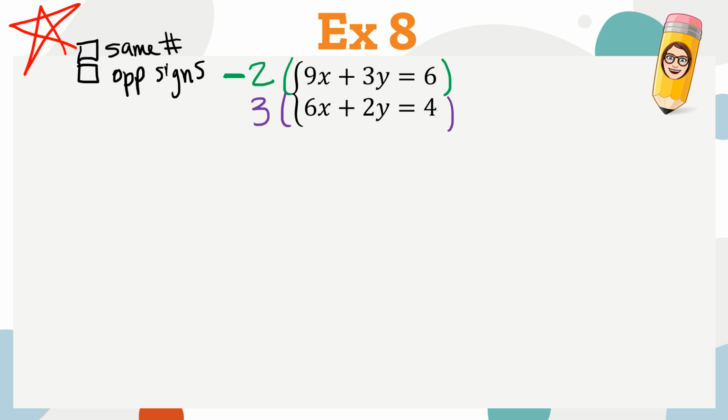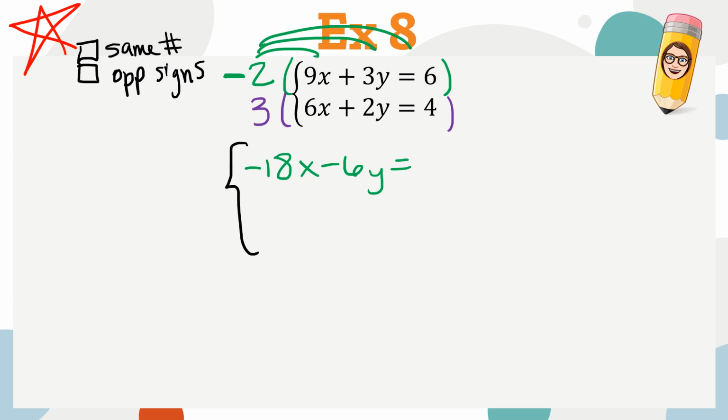So let's try it out. We're going to completely rewrite this system. If I distribute negative 2, that's negative 18x, that's negative 6y, and that's negative 12. See what I did there? Distributed all the way. Let's distribute 3 next. 3 times 6, 3 times 2, 3 times 4.